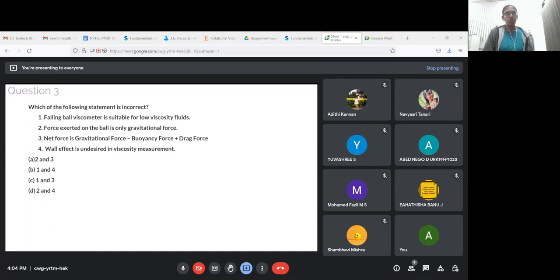So question 3. Which of the following statements is incorrect? A falling ball viscometer is suitable for low viscosity fluids. Force exerted on the ball is only the gravitational force. Net force is gravitational force minus buoyancy force plus drag force. And the wall effect is undesired in viscosity measurement. So which of these do you think are incorrect statements? Third one is incorrect, ma'am. Okay, third one is correct. What about the rest?